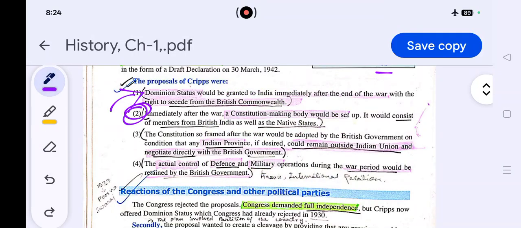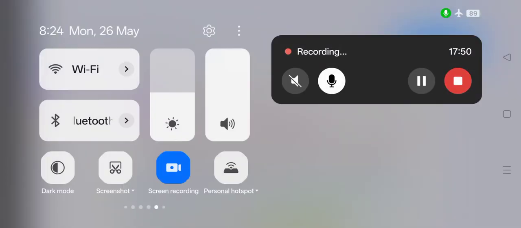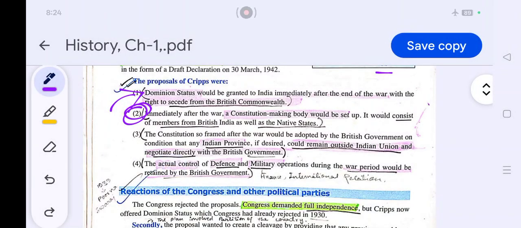Third, the constitution so framed after the war would be adopted by the British government on condition that any Indian province, if desired, could remain outside the Indian Union and negotiate directly with the British government. Now here we saw an important term, that was the right to secede, however you would like to pronounce it.